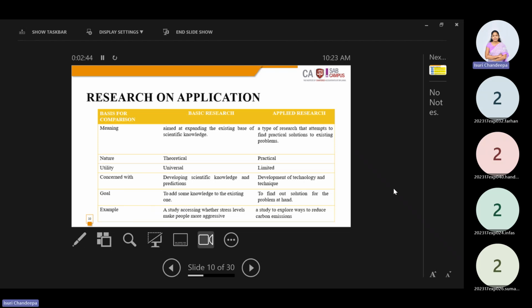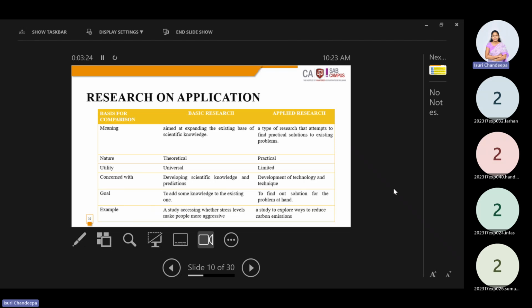Here, what is the example given for basic research? A study assessing whether stress level makes people more aggressive, right? So what is the relationship between stress level and people's behavior, or here, aggressiveness? Is there a relationship or not? Definitely there may be, right? Accordingly, we can gain some new knowledge: exactly how stress levels are impacting human behavior, their reactions, or whatever.